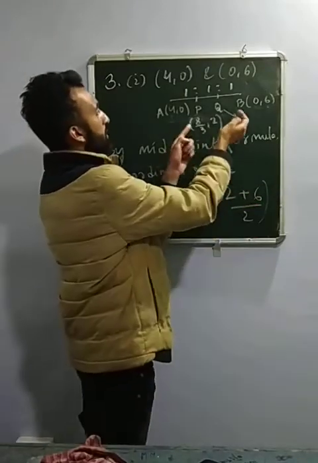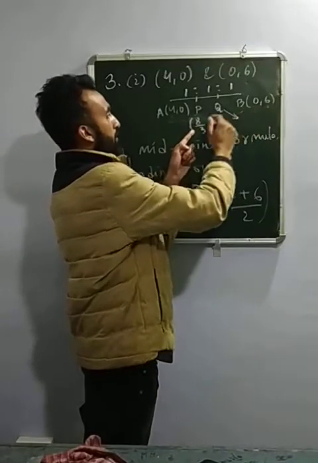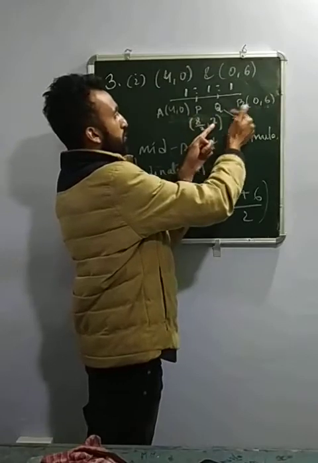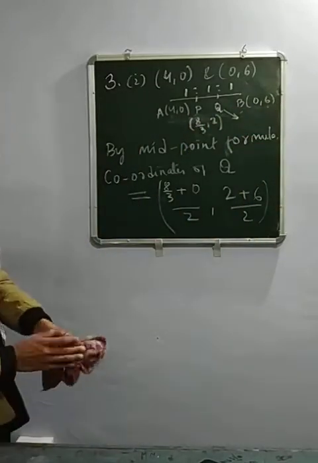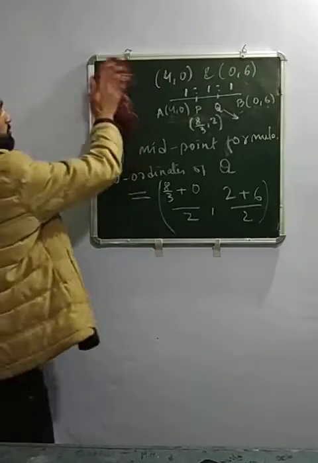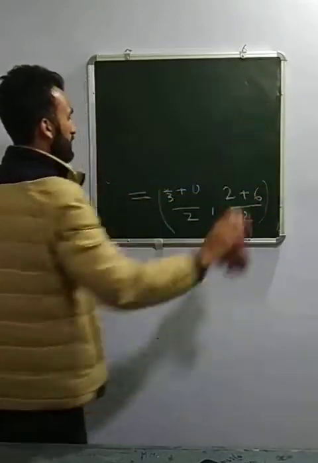I told you Q is in the middle of PB, so add them up, divide by 2. 8 by 3 plus 0 divide by 2, 2 plus 6 divide by 2. Very simple. Pause the video to note it down. Okay.